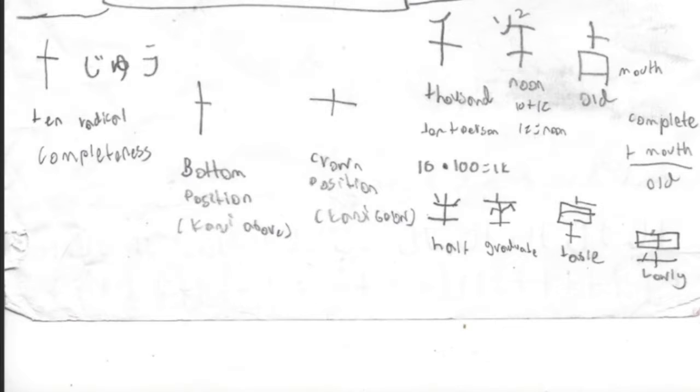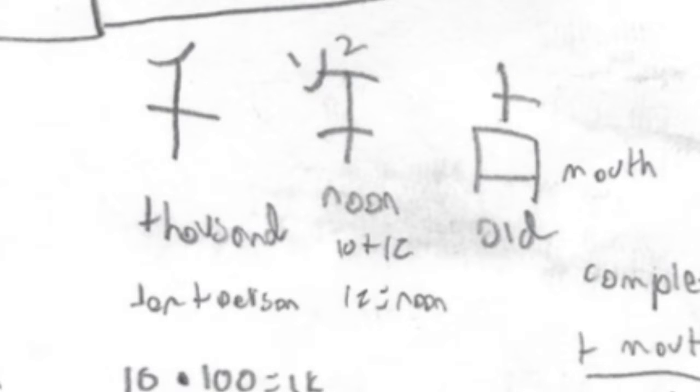The third radical is for 10. It has 2 positions, 1 for the bottom and 1 for the crown. It is shaped like a lowercase t. The 10 radical is also often used for complete. 10 is a complete cycle of years and is used for complete. An example of the radical is noon. It contains the 10 radical in the bottom position and the radical 2 o'clock. 10 o'clock plus 2 o'clock is 12, which is noon. Here are more stroke orders.